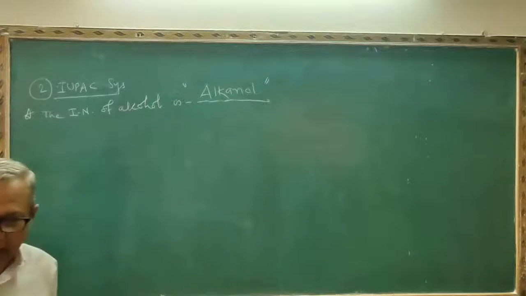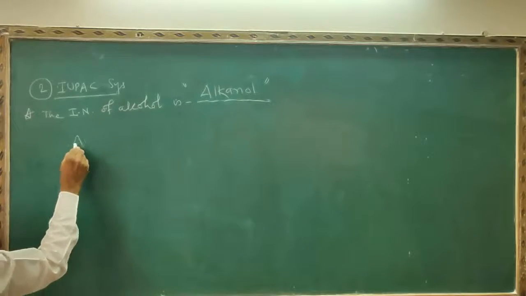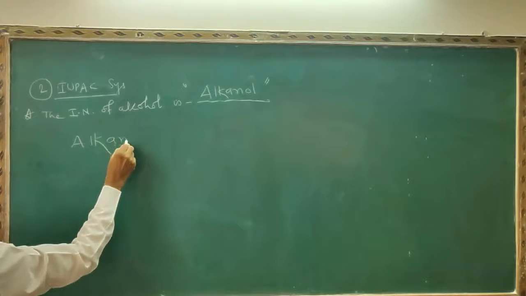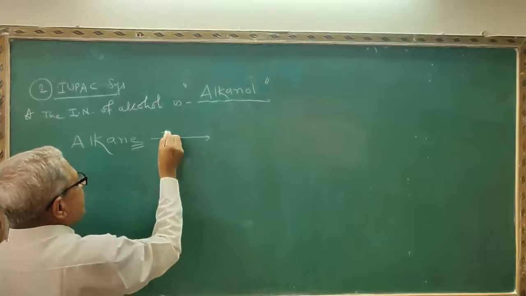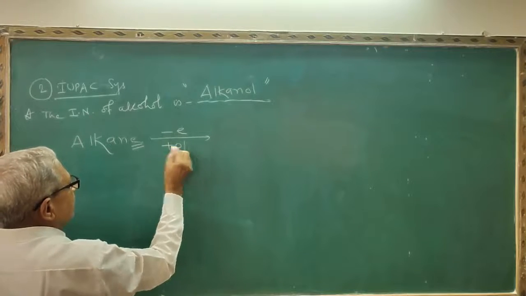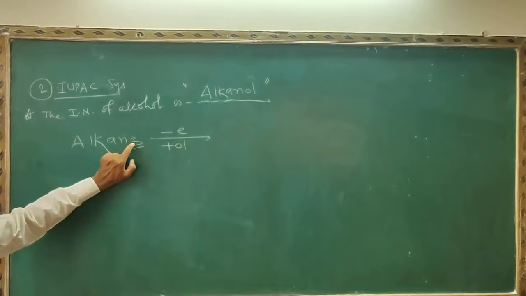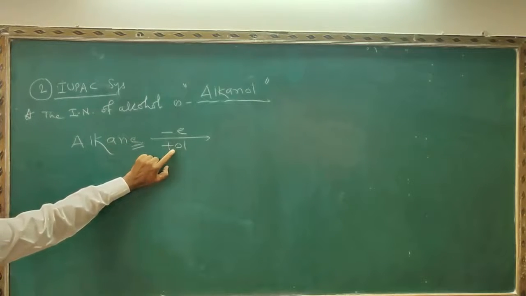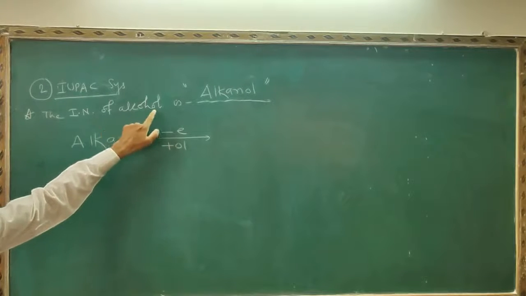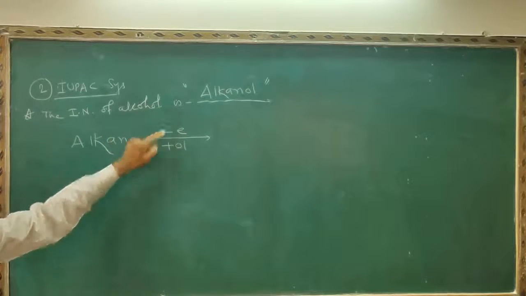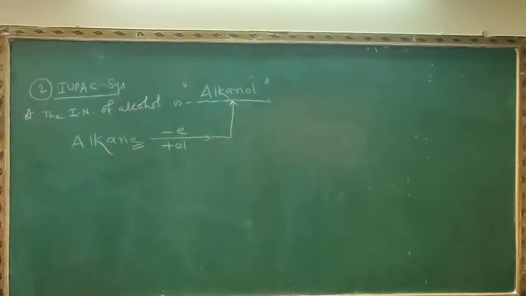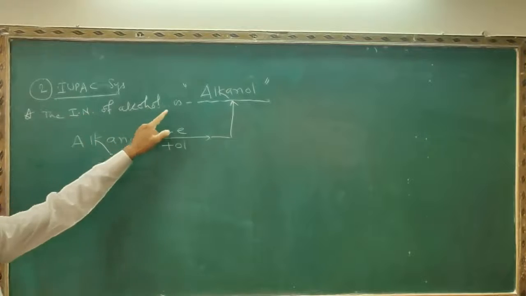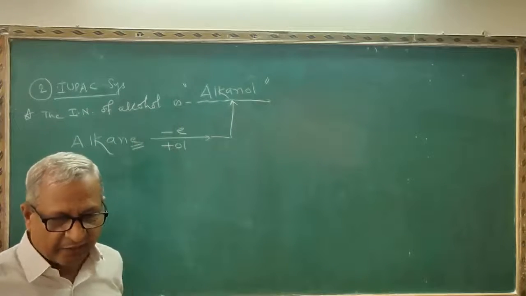I will explain the term alkanol. Now see, these are the derivative of alkanes. Replace this suffix E minus E plus OL. That is, E is substituted or replaced by alcohol, OL, because the term alcohol suffix is OL. Therefore, you will get the term alkanol. Therefore, the IUPAC name of alcohol is alkanol.